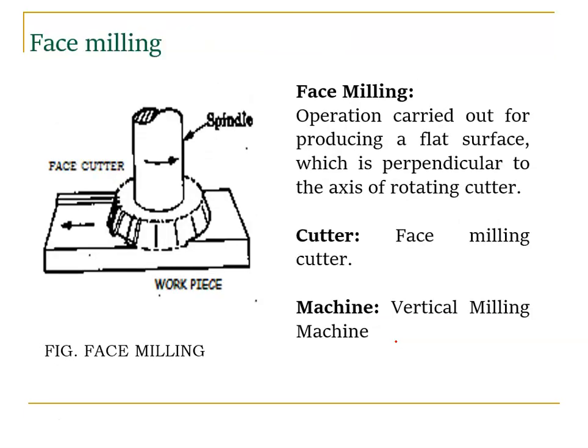The second one is face milling. Generally it is done on the vertical milling machine. In the vertical milling machine, we know that we have a spindle head. The spindle is in the spindle head, and we connect the cutter to the spindle. Here the axis of the cutter is in this direction and the workpiece axis is like this, so this is perpendicular. Right, these are operations carried out for producing a flat surface. So this is also used to produce a flat surface. The only thing is that the axis of the spindle and the axis of the workpiece are perpendicular.